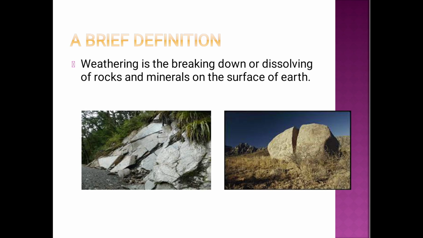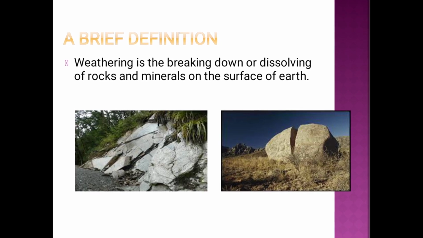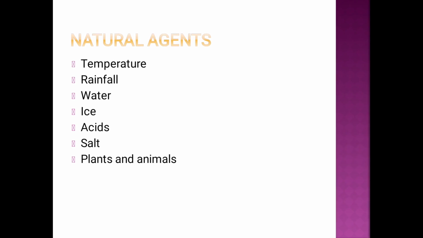It can be caused by things like temperature, rainfall, water, ice, acids, salt, plants and animals. All these are called natural agents which cause the weakening of rocks and then the rocks break down. Temperature and rainfall are the two most important influences in weathering. Temperature refers to the degree of heat. Rainfall refers to the precipitation that falls from the clouds.